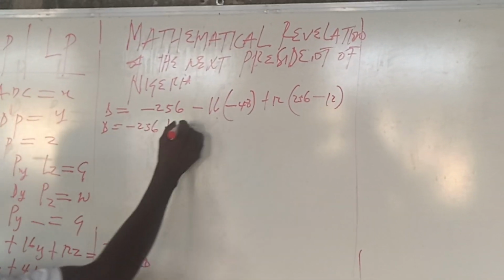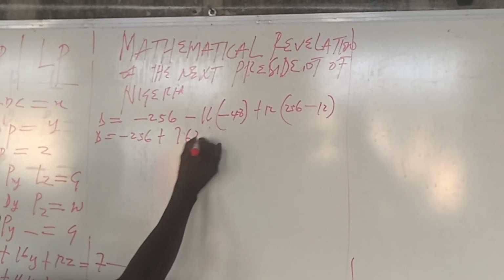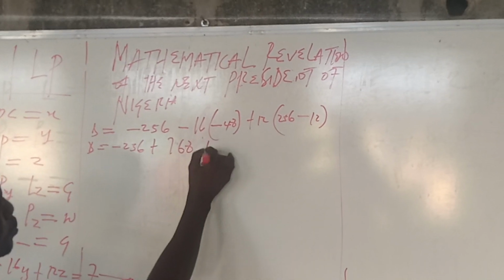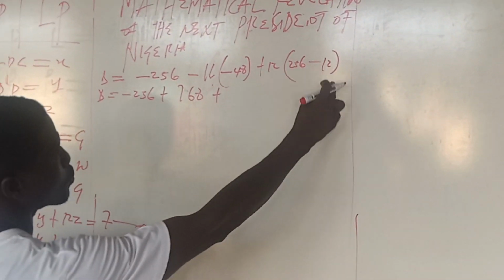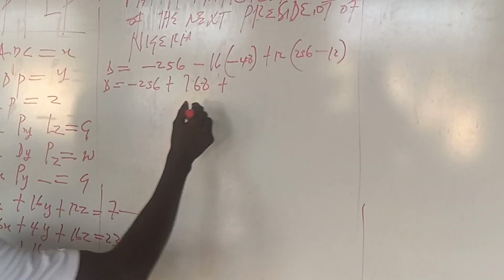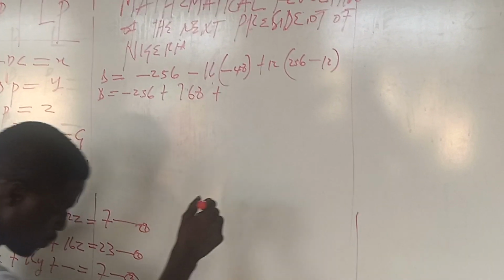The first? 768. Then you have plus what? 256 minus 12 will give me what? The first 256 minus 12. 214 times 12 times 12 will give me what? Times 12 will give me what?